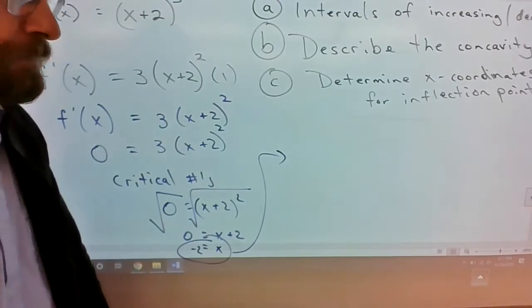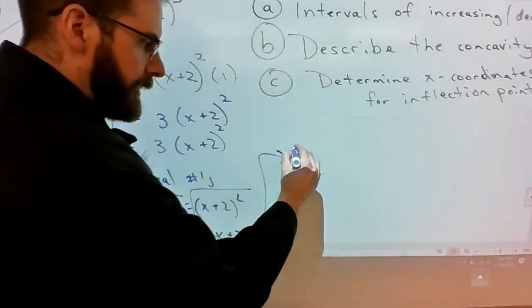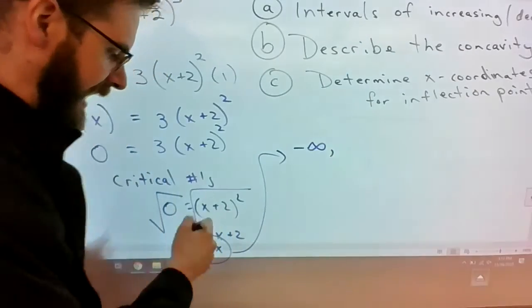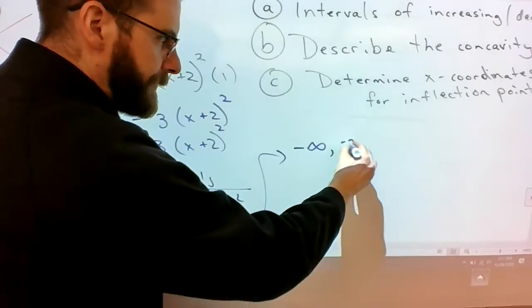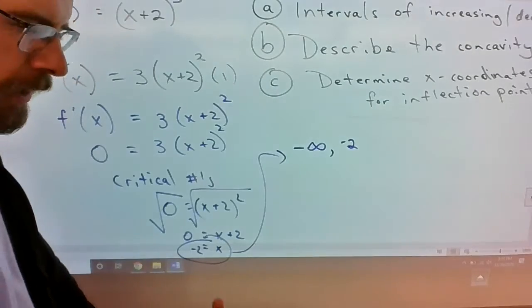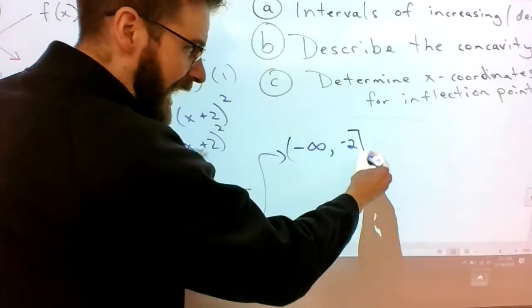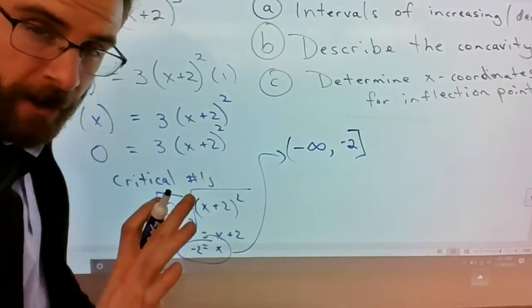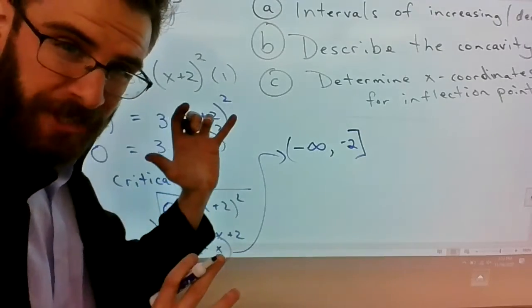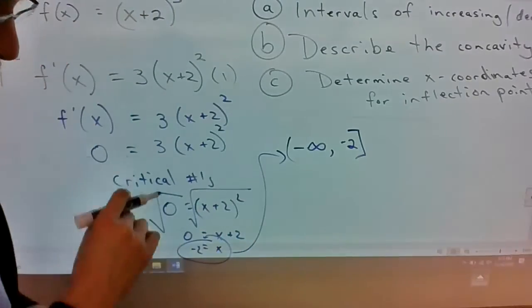So here's what we do. We say negative 2 is going to be our stopping point, potentially, for where we might switch from increasing to decreasing or vice versa.